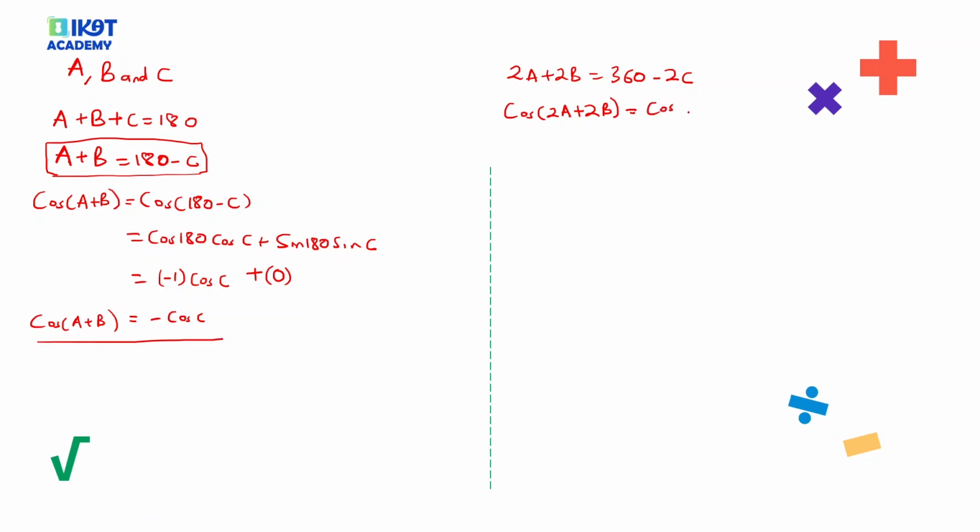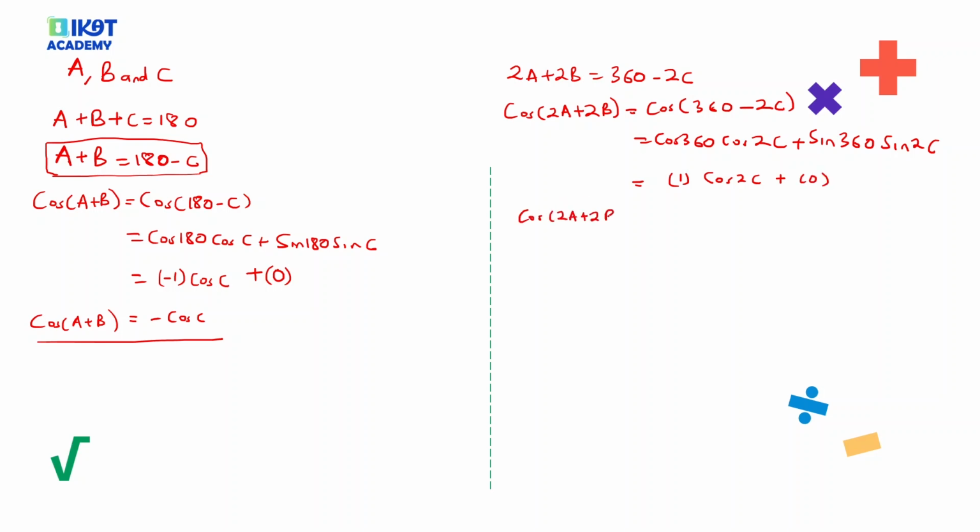So this becomes cos of 360 minus 2c, which is equal to cos 360 cos 2c plus sine 360 sine 2c. It's not just a matter of putting this into the calculator. Cos 360 is 1, so 1 times cos 2c, plus sine 360 is 0, so that entire term is 0. So cos of 2a plus 2b is equal to cos 2c. Meaning wherever we see cos of 2a plus 2b, we substitute it with cos 2c.